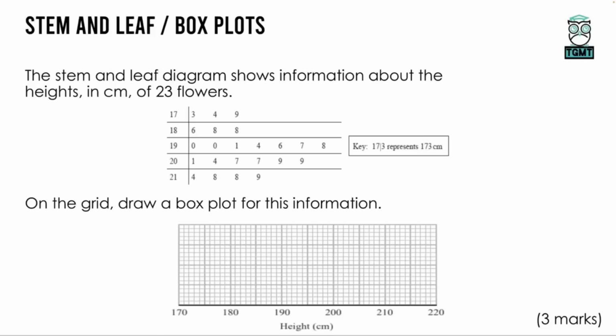Okay, so looking at a stem and leaf diagram with a box plot. Now for a box plot, it's quite nice to plot the lowest and the highest value. And we can see that in the stem and leaf. We have this number here, and also this one just here. Look at the key to make sure that you know what those numbers represent. The smallest number there representing 173. So that's just here. Check the scale on your box plot just to make sure that each square is 1. If not, obviously just be careful when you're plotting that. 219 is just before the 220, and there we go, that's our smallest and largest value.